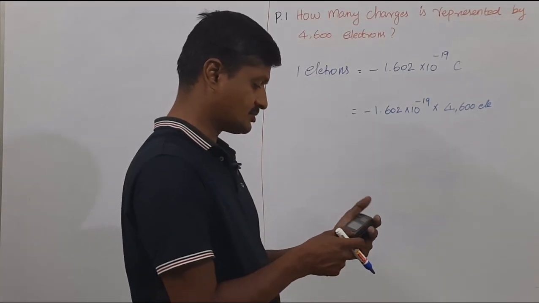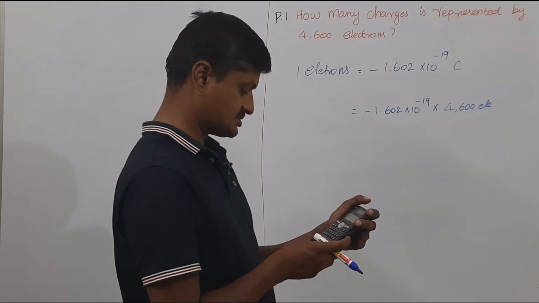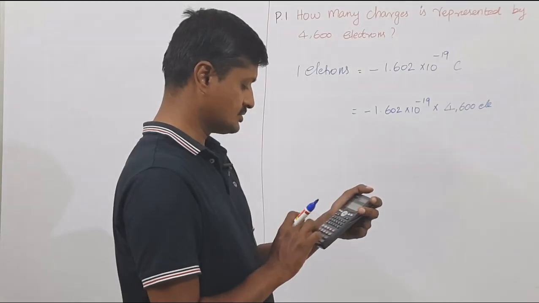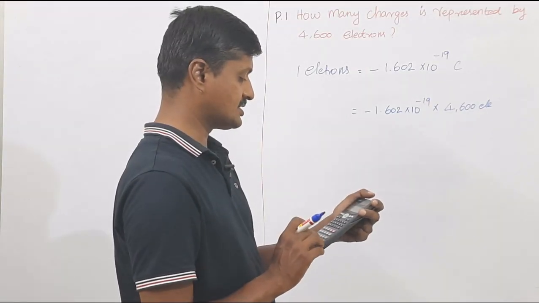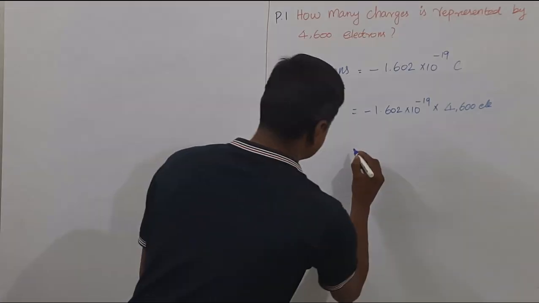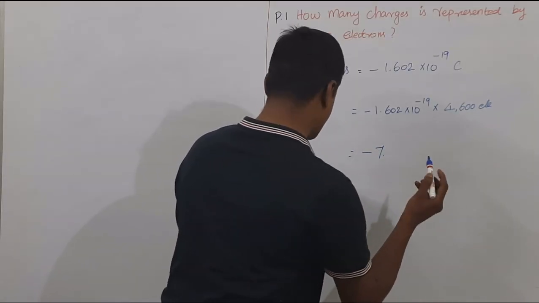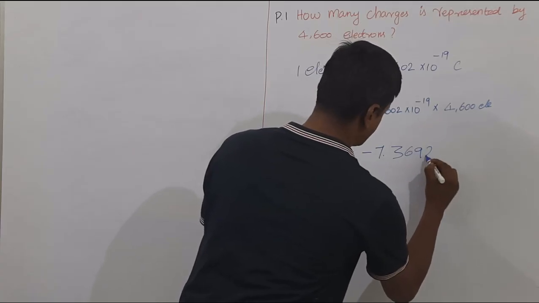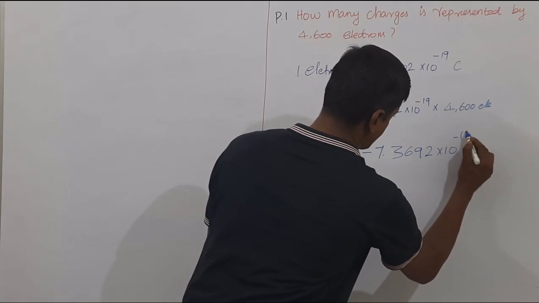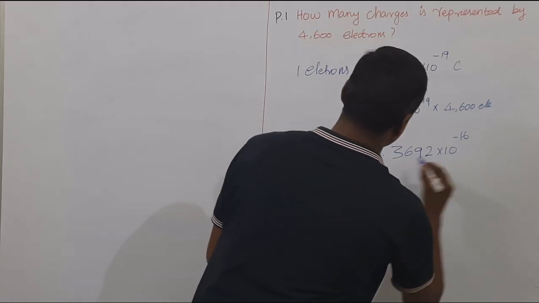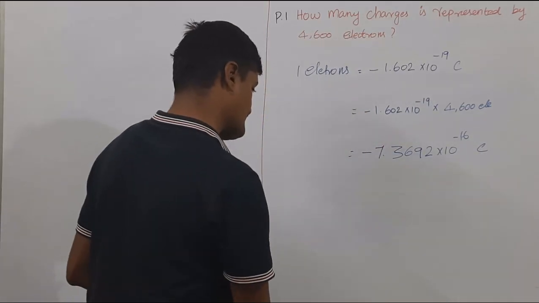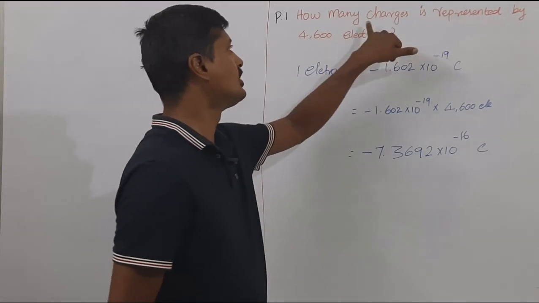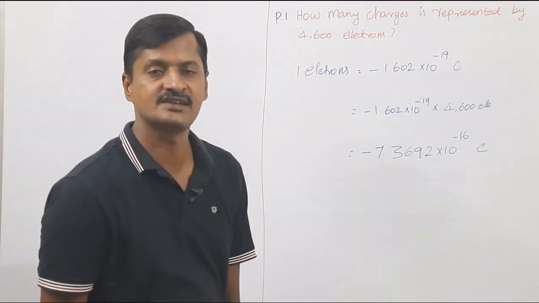So let's multiply minus 1.602 into 10 power minus 19 into 4600. That is equal to minus 7.3692 into 10 power minus 16 coulombs.